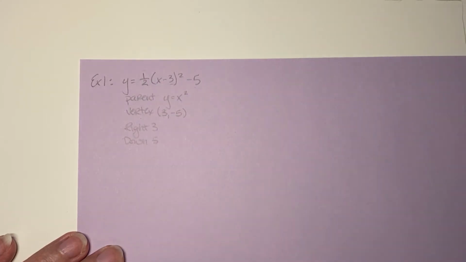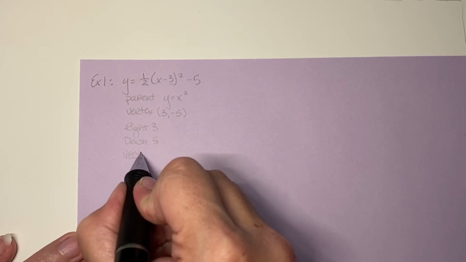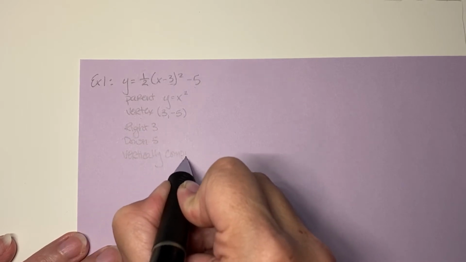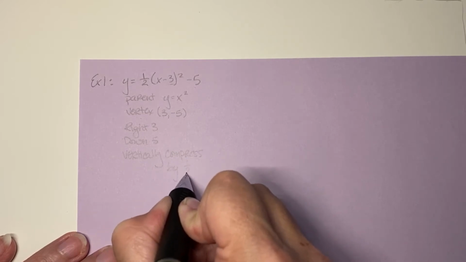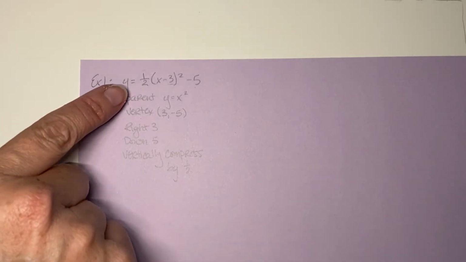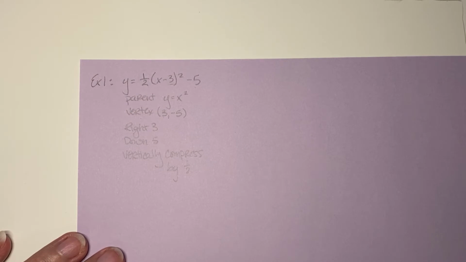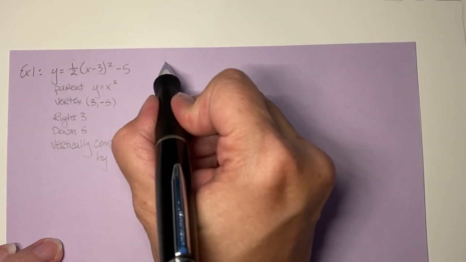Okay, now the only thing we have left is this 1/2 out in front. And remember, that's going to be our a. So we're going to vertically compress by 1/2. Okay, if that was a number 1 or above, we would say that would be a vertical stretch of whatever the number is. Okay, so let's do another example.